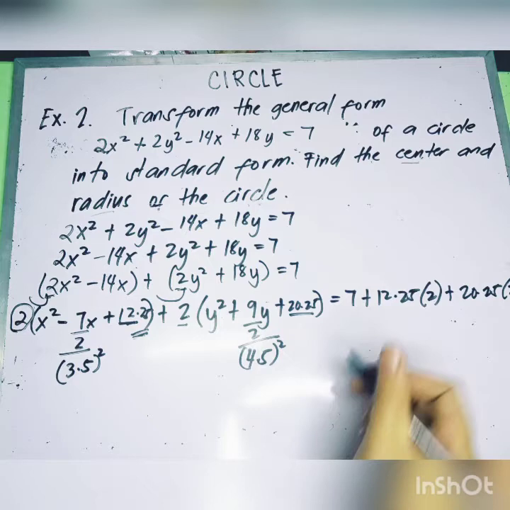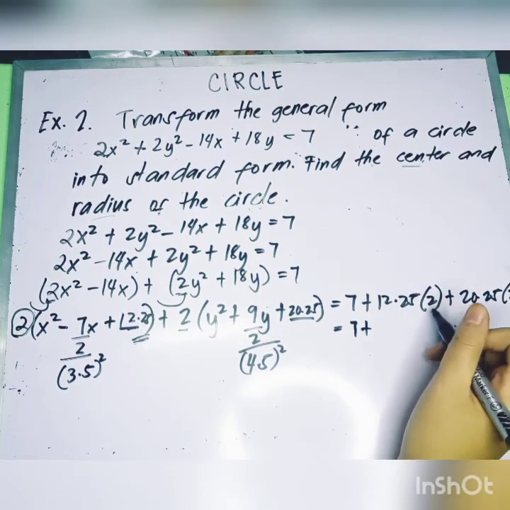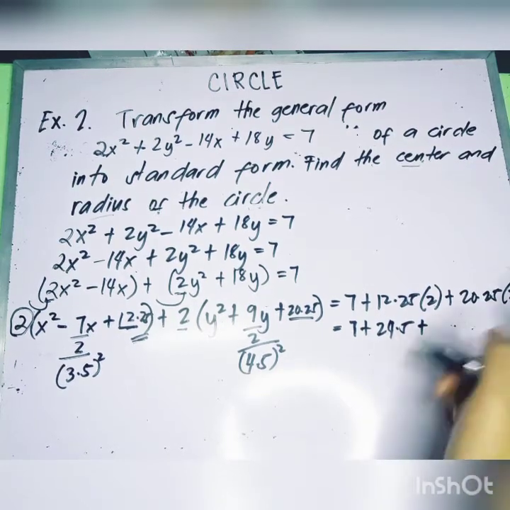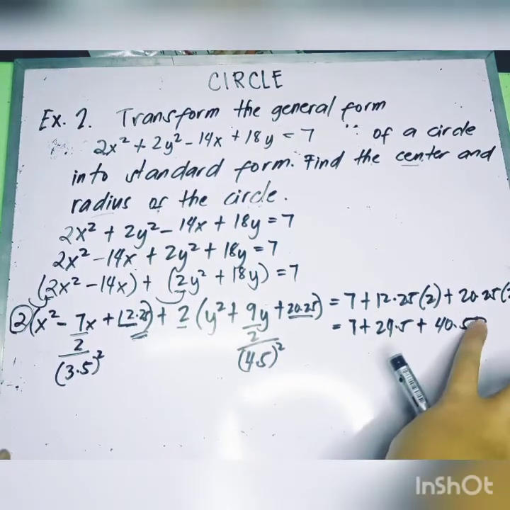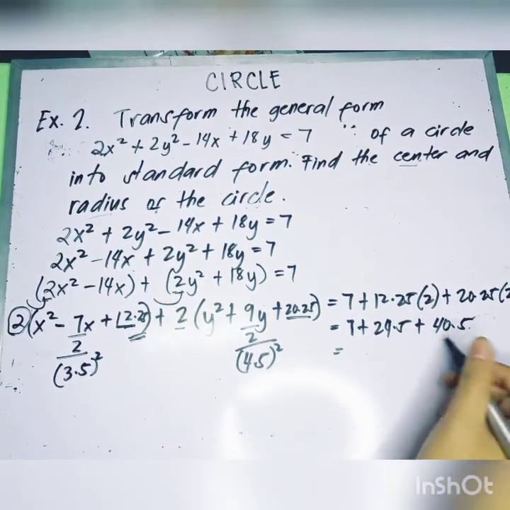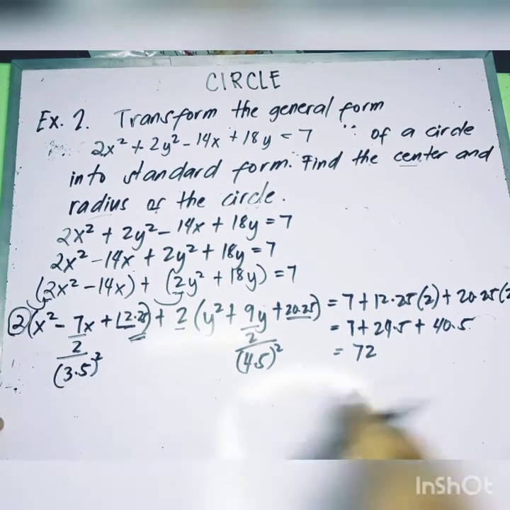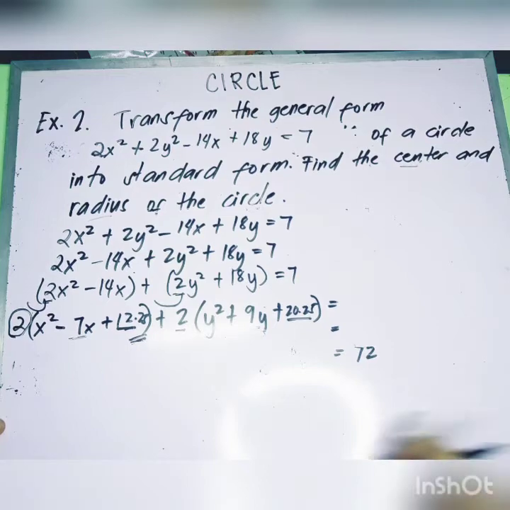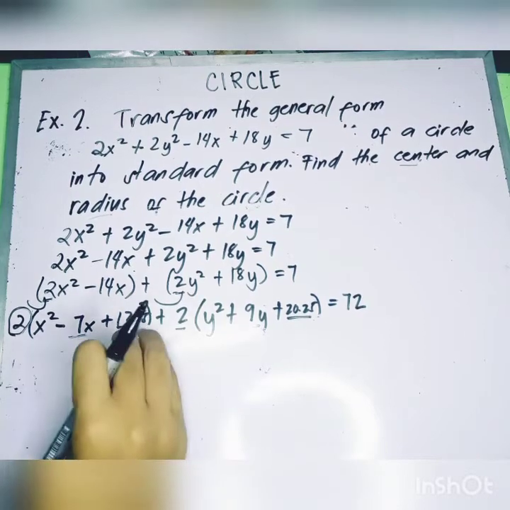Okay? After po, simplify tayo. So, have here 7 plus 12.25 times 2, we have 24.5, plus 20.25 times 2, we have 40.50. Okay? Or 40.5. Okay po. Then, after, simplify again. So, have 7 plus 24.5 plus 40.5 is equals to 70. Okay? Barahin natin ito, ha? Okay, so change natin yung value dito para magkasya yung space natin. So, we'll have here 72.